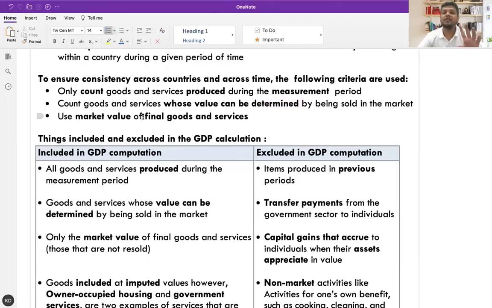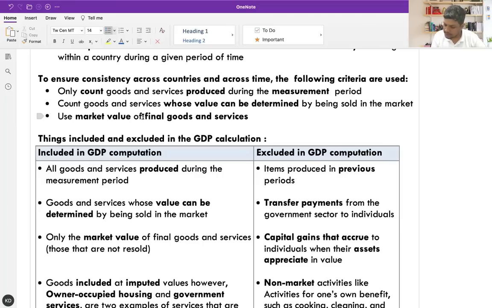Use the market value of final goods and services, basically what price it will be sold at in the market. So these three important things you have to consider. First, only those produced in the current period, second, something whose value can be determined, and third, that value should be the market value. Clear? These three important things. Okay, I'll just highlight here again. What are the three important things, everyone?